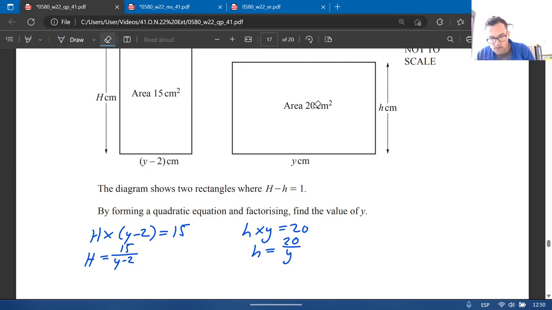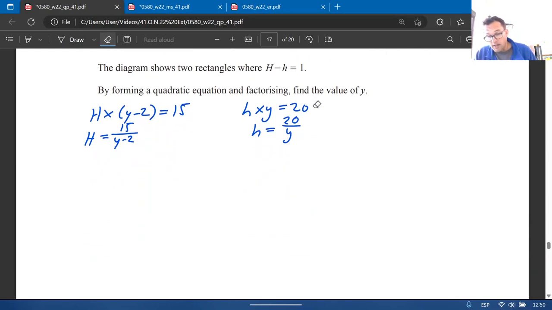Okay, now using that first line, if we subtract the small h from the big H, we should get 1. Meaning, if we do 15 over y minus 2 minus 20 over y, we should get the answer 1. I don't know if this is the right thing to do, I'm just doing what I can with what they've given us.